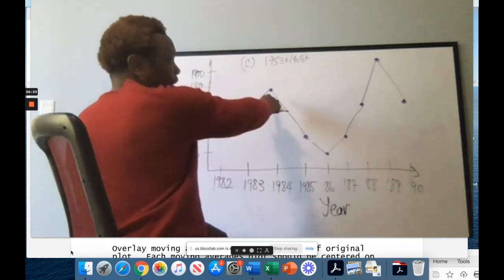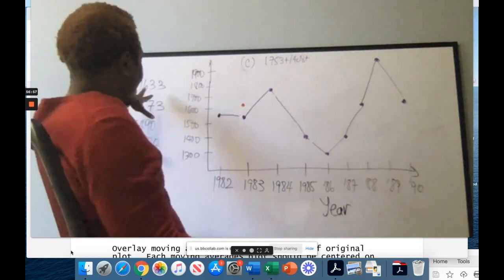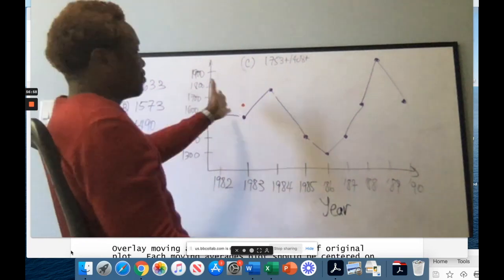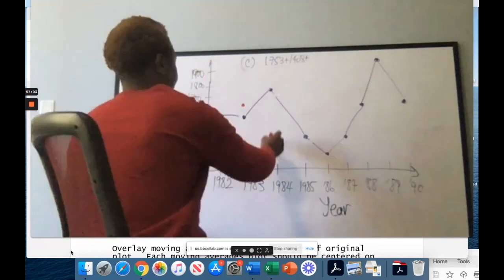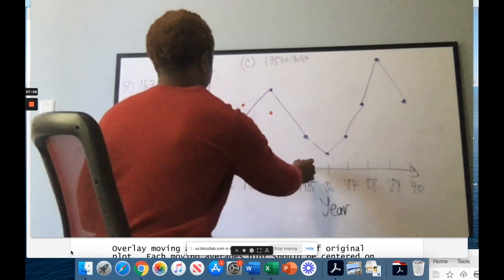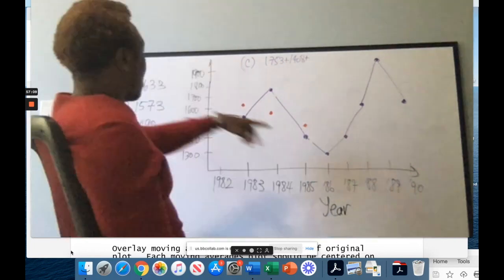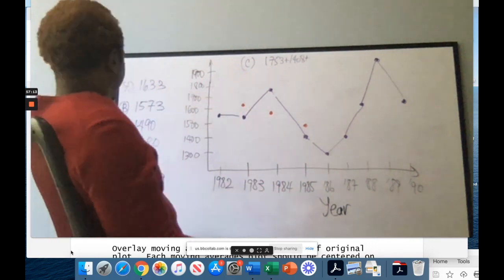But don't worry about all that. Once you figure out where the first one goes, just plot the rest of the values right beside it in succession. So here's 1573, 1490. The values that I'm plotting now are all of these right here that I did, divided by 3, divided by 3, divided by 3.